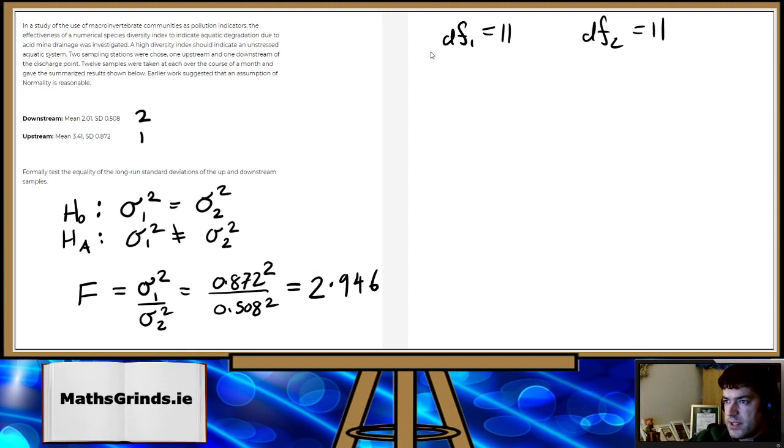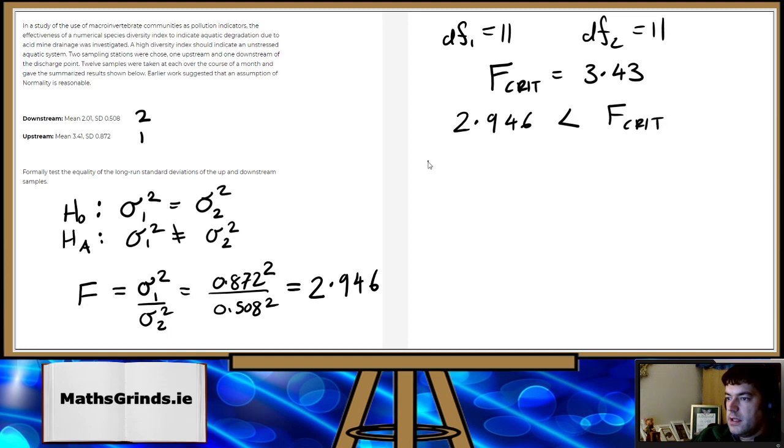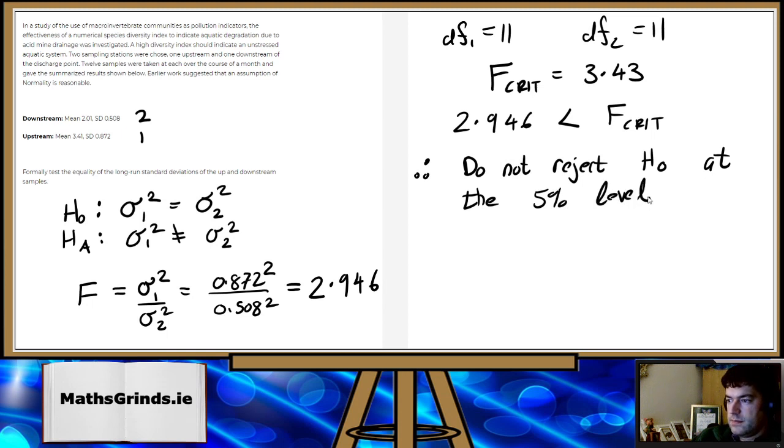So if I go to the 2.5% tables, in fact 0.025, and look at 11 and 11, I get a critical value of 3.43. Now, my value here, 2.946, is less than the critical value. Therefore, we do not reject the null hypothesis. So we do have evidence here that the standard deviations are the same, that the variance is the same. Do not reject the null hypothesis at the 5% level. Okay.